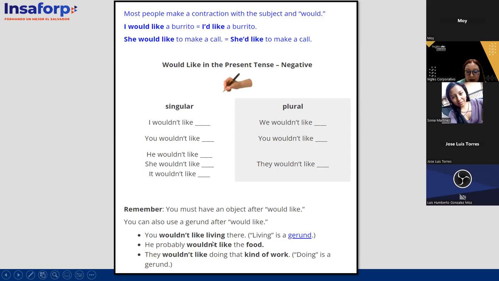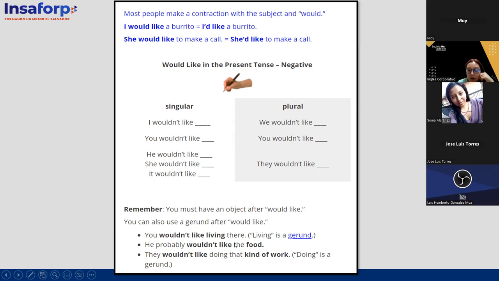You wouldn't like living there. A ti no te gustaría vivir ahí. O puedo decirlo con un infinitivo. You wouldn't like to live there. Okay. Tengo la opción de usar to live o solo living. Y eso es para todos los verbos. Tienen ustedes la opción. Okay.